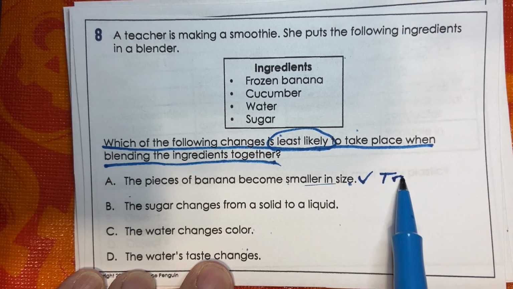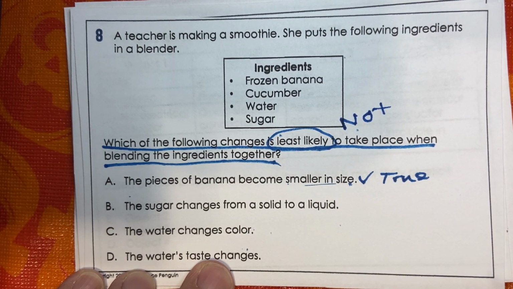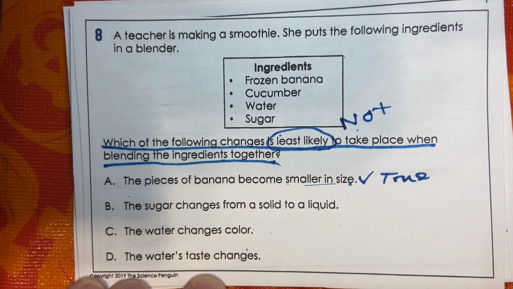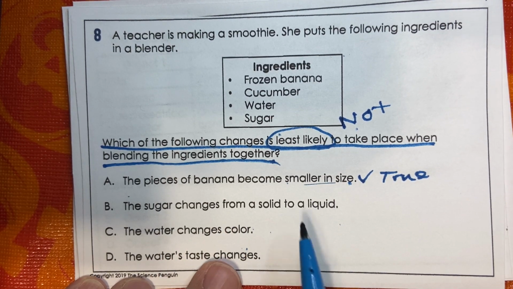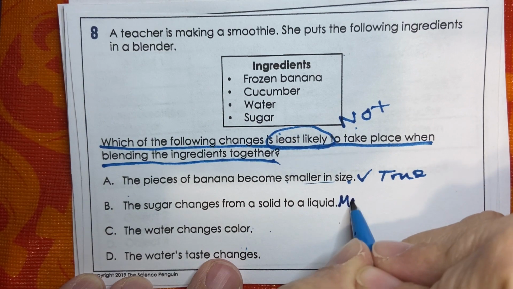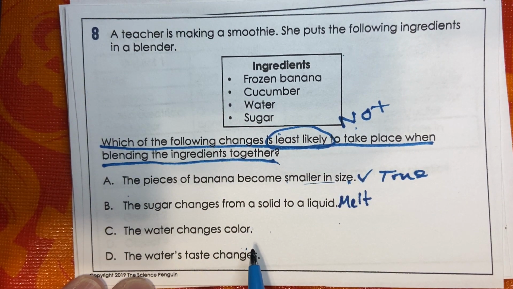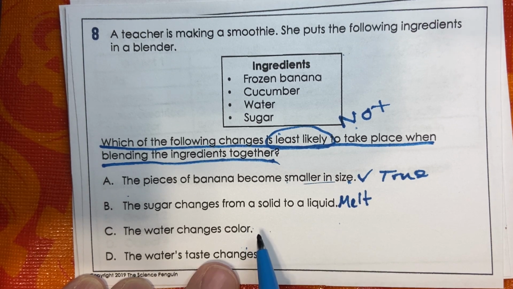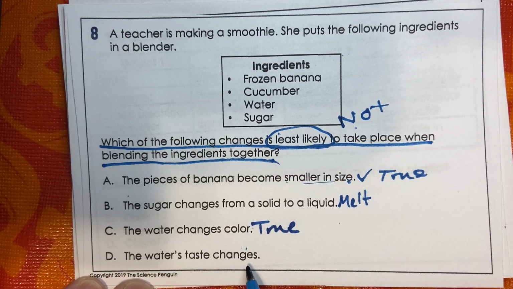This is true, but again, I'm looking for the one that is not going to happen. I'm looking for the no, okay? The sugar changes from solid to liquid. Solid to liquid is melting. Keep that in mind, right? The water changes color. Well, when you put the banana and the cucumber and the sugar, it's not going to be clear anymore, correct? So there is going to be a color change. This is true. The water's taste changes.